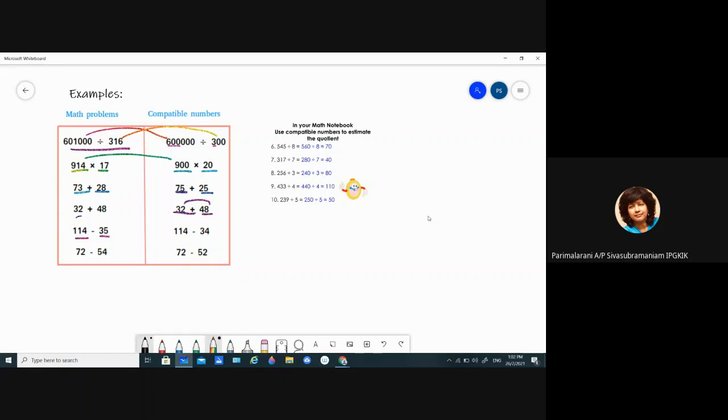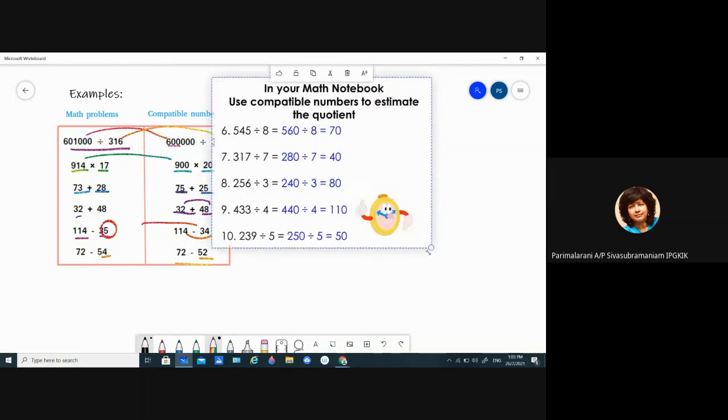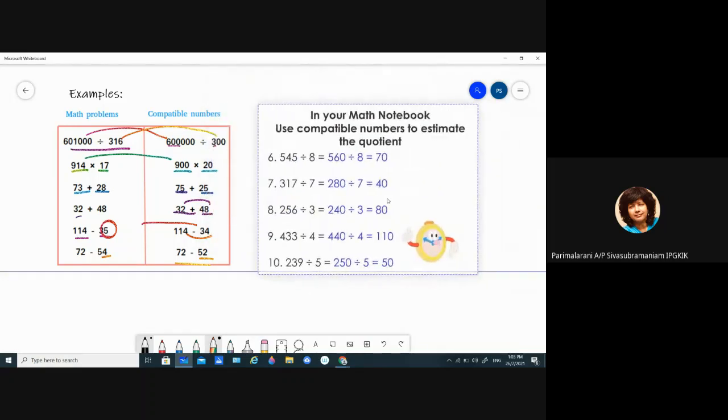114 minus 35. 4 minus 5 is a bit difficult. So we change the 35 into 34. So straight away 4 minus 4. 72 minus 54, difficult to minus the 4. So change the 54 to 52 and straight away you get an estimate here. That is one example. This is the other example.